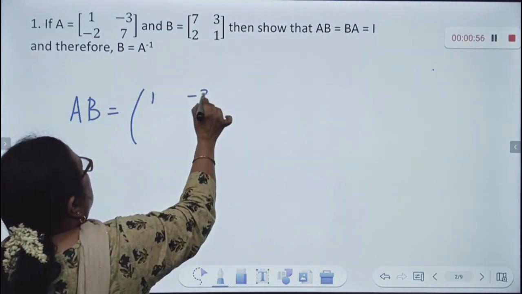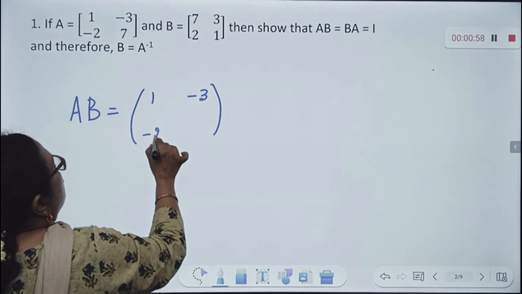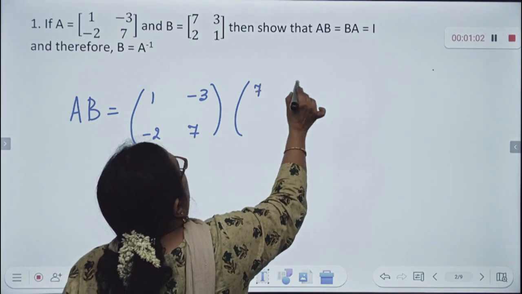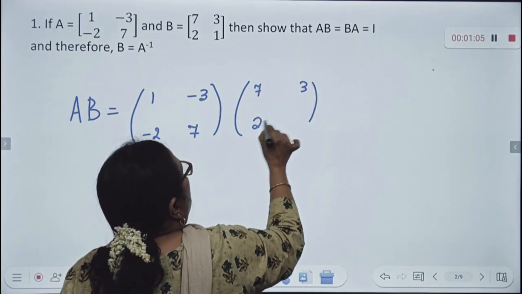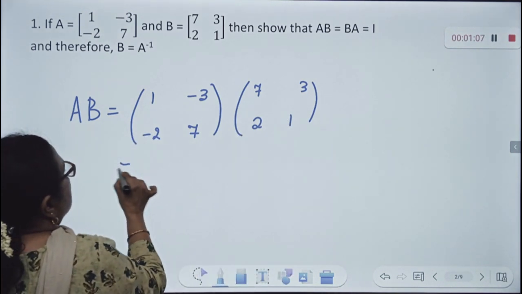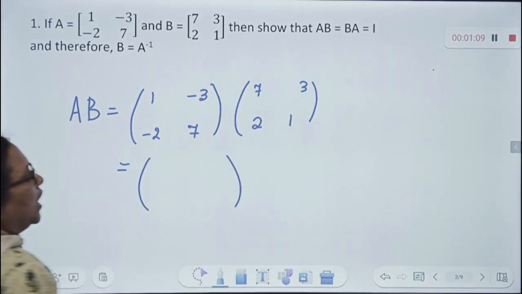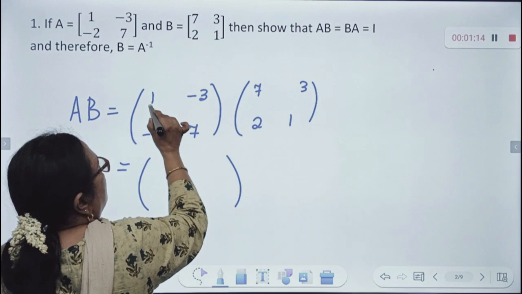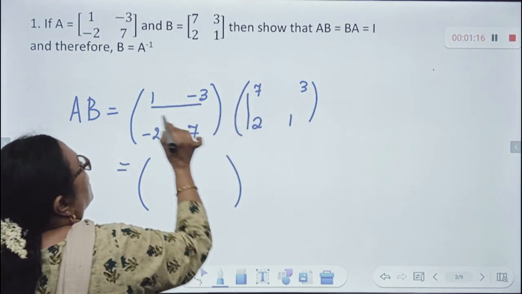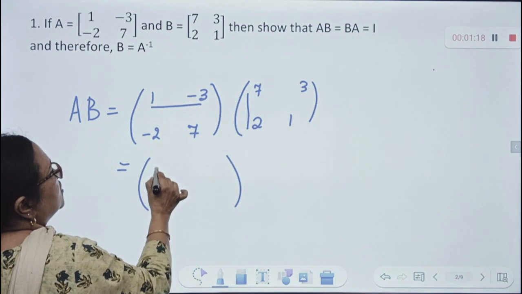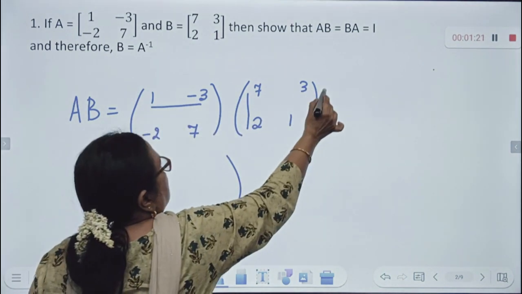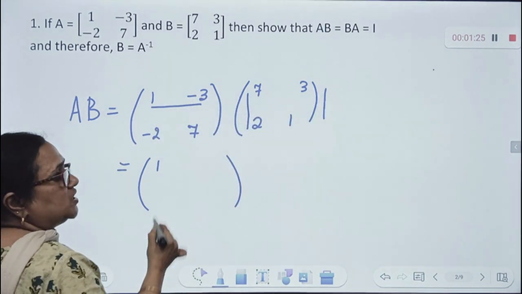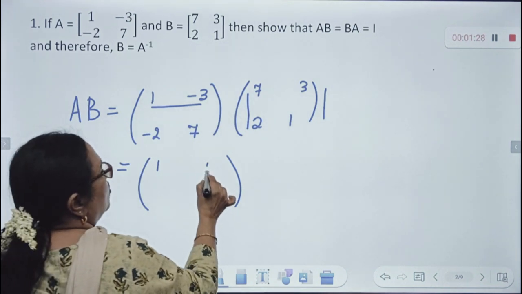1, minus 3, minus 2, 7 into 7, 3, 2, 1. How will you multiply? A11 is this element, so first row with first column. So, 7 minus 6, which is 1. Then first row with second column. So, 1 into 3, 3, minus 3 into 1, minus 3, 3 minus 3, 0.